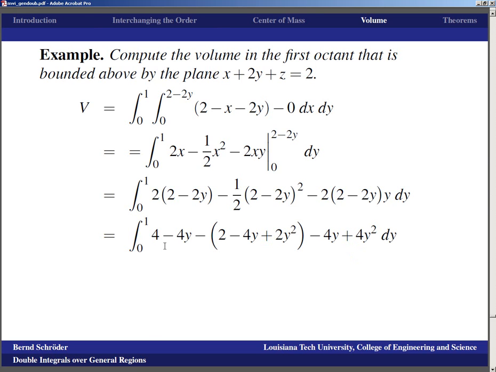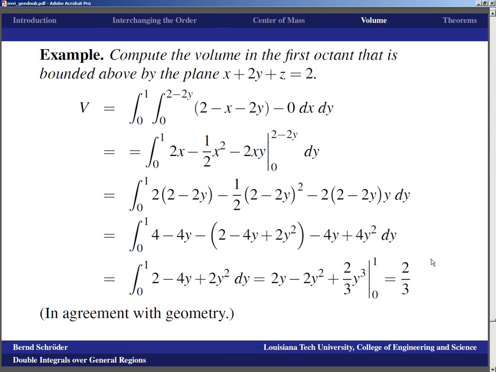And then we collect, well, 4 minus 2 gives us 2. -4y minus -4y is gone. Minus another 4y gives us minus 4y. And then we have plus 2y squared because we have minus 2y squared plus 4y squared is 2y squared. Antiderivative of that is 2y minus 2y squared plus 2/3 y cubed, right? And that goes from 0 to 1, so we get 2 minus 2 plus 2/3, which is exactly 2/3, and that's, of course, in agreement with the argument that we have just given using geometry. Well, and pretty much that's how you would work out volumes with integrals.